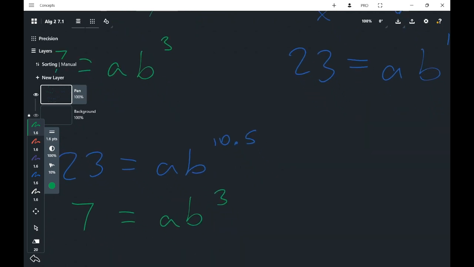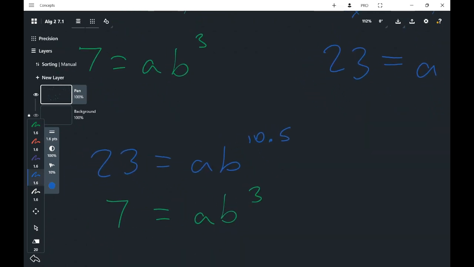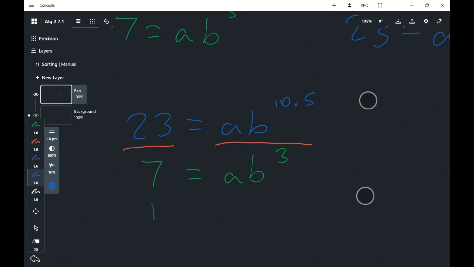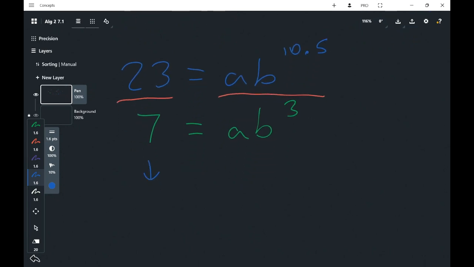These are our two equations. Now you'll notice they both share an a. So the weird thing I'm going to do here is divide the left sides by each other and divide the right sides by each other. And let's see what happens. So left side divided by right side, this is going to be 23 over 7.